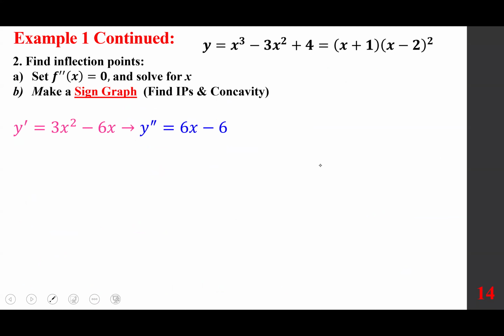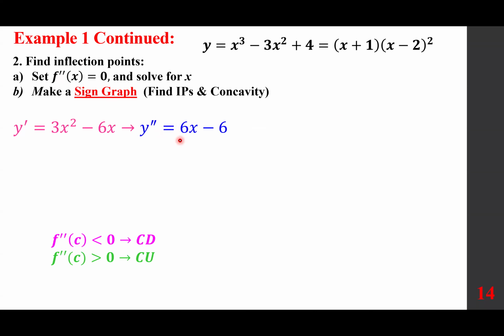So we're going to continue with the same example. Here's the function. Here's y prime. Here's y double prime. We want to find inflection points. That means set f double prime equal to 0, make a sign graph. Because we already found this y double prime from the previous page, we're going to write it. Otherwise, we have to find that.